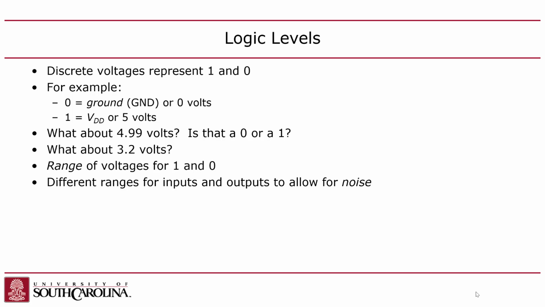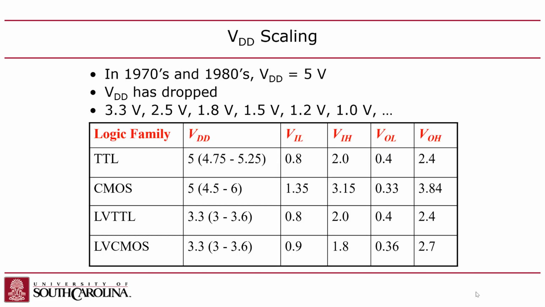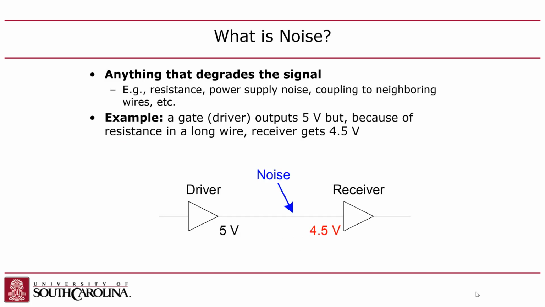But as you might imagine, in practice the voltages aren't always 0 or VDD. They're usually somewhere in between for various reasons, generally because of noise. Just to give you an idea, there are different logic families, but CMOS, or low voltage CMOS, has been kind of the standard family, and there are different VDD voltages for those different families.